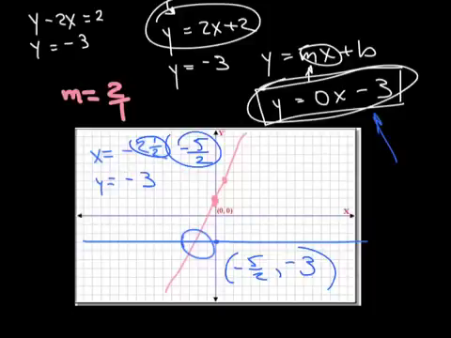So anyway, that is how to graph systems of equations. Remember, where they intersect is your solution set. It's your answer. And that's it.